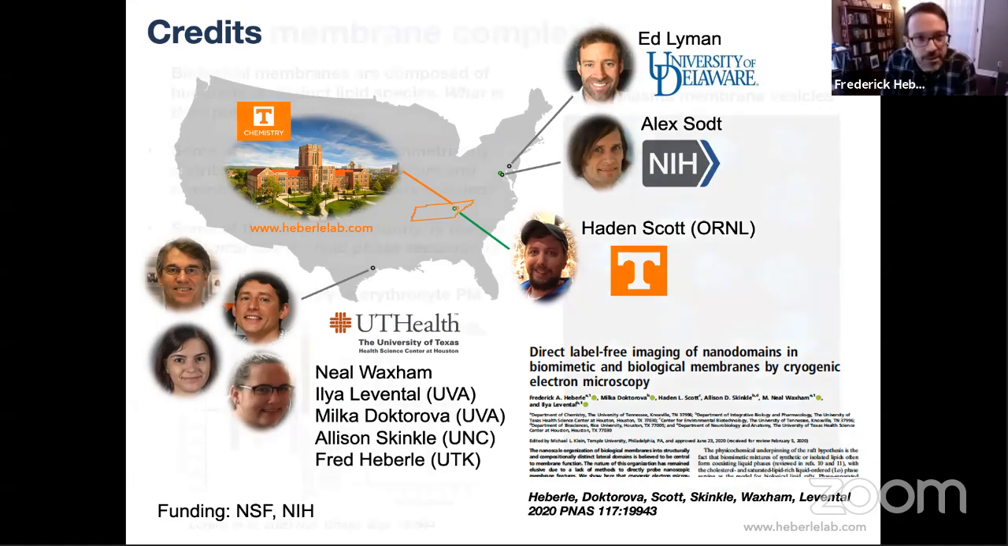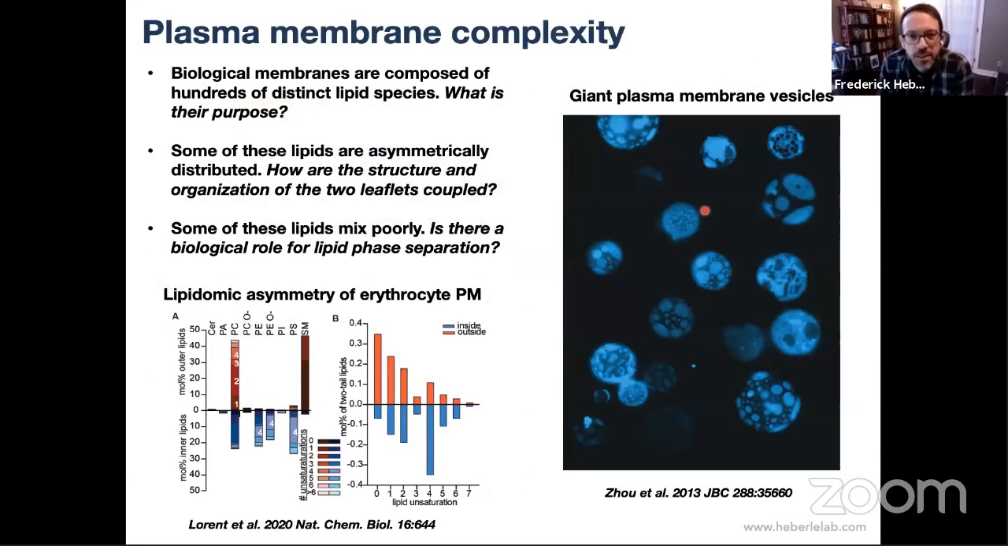So my lab is interested in trying to understand the structure and the organization of lipids in the plasma membrane, like many of you are. And we're motivated by some of the unsolved mysteries of this very complicated organelle. So for example, we know that plasma membranes, and indeed many biological membranes, are composed of hundreds of distinct lipid species. So why is that? What purpose does that compositional complexity serve?